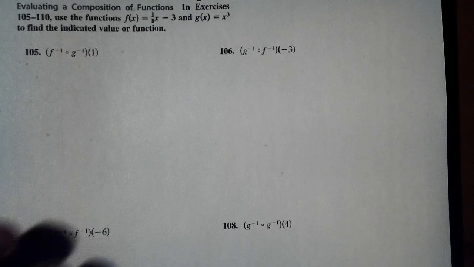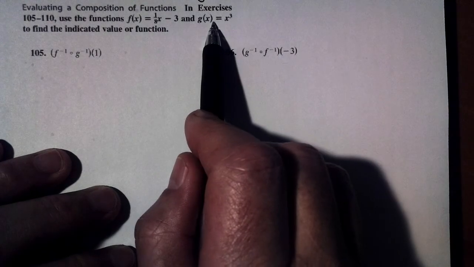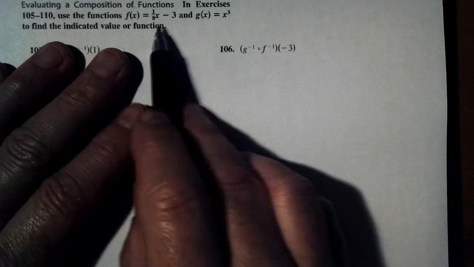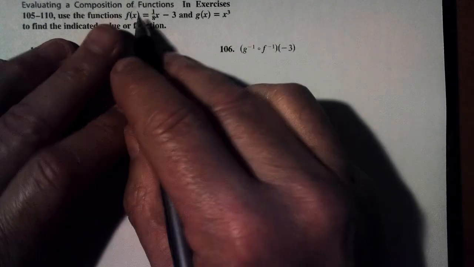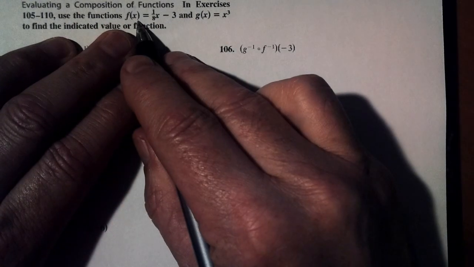So I'm really most interested in the inverse function, so I think it's probably worth taking some time. We have more space than we need here to find these inverses. So if f of x is 1/8 x minus 3, then let's go ahead and find the inverse of f.